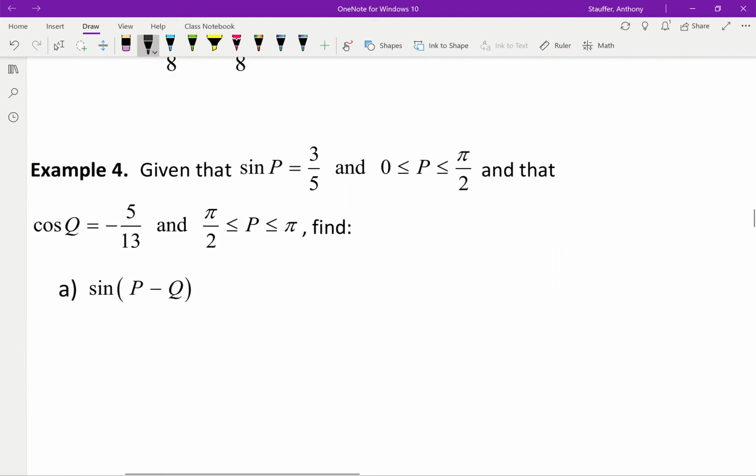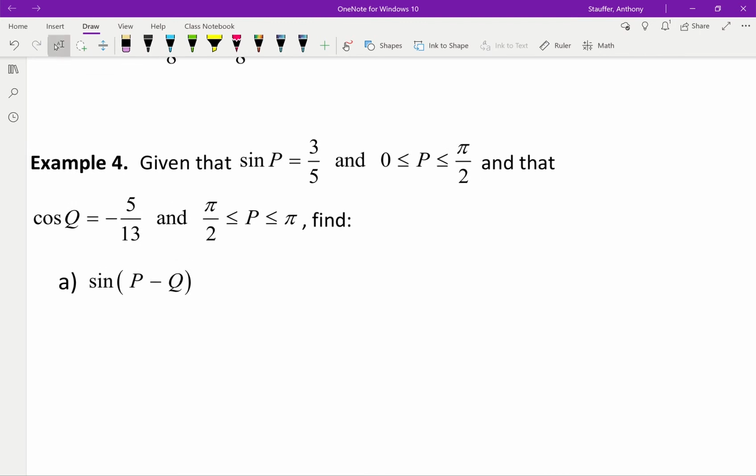Now, this next one is actually quite the doozy of a question. Given that sin P equals 3/5, and that it's in the first quadrant, and that cos Q equals −5/13, and we see right here that we are in the second quadrant. Fine. Now these questions used to be cannon fodder for exams and diplomas, so this is a good question if you're going to look over and review things.